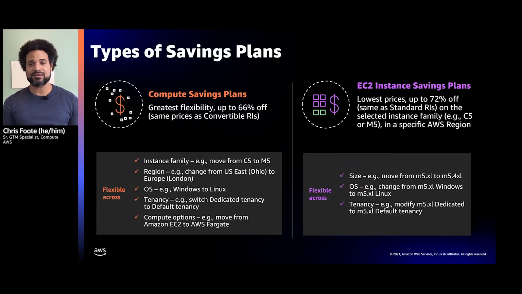For EC2 Instance Savings Plan, we look at a little bit deeper discount. So we say up to about 72% off. So very similar to standard RIs. And you don't have as much flexibility, but you can be flexible across instance sizes within the same family and type. So for example, moving from an M5 XL to an M5 4XL, as well as the operating system and tenancy. So you have two different options to cost optimize for steady state workloads in this case.